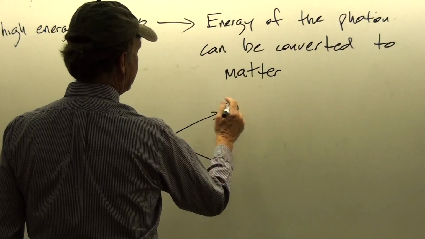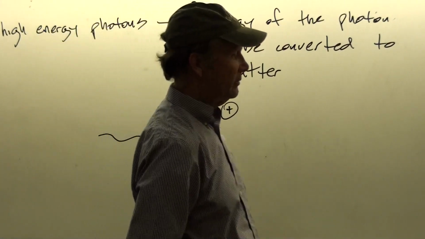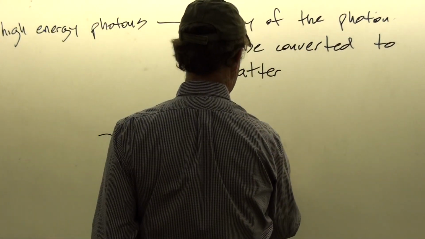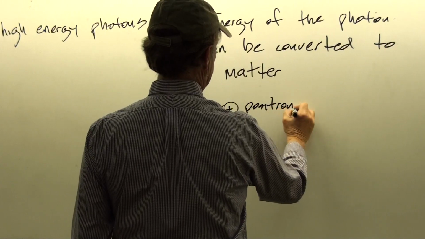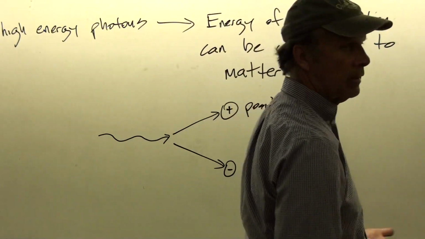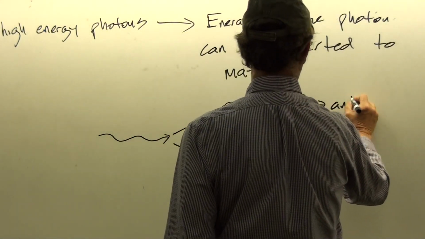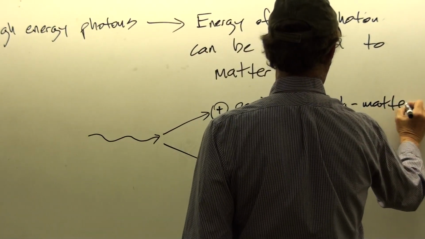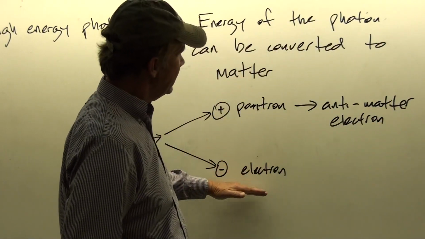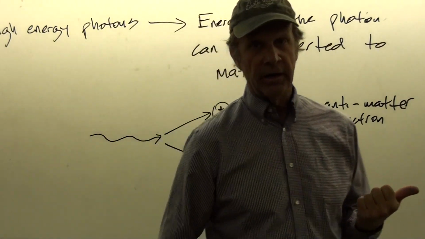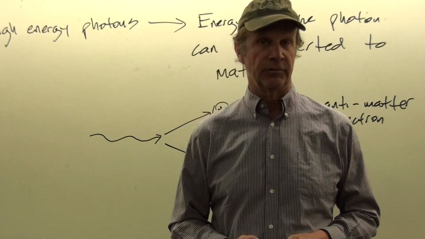Now, it turns out that these particles are going to have to be opposite in charge. So we could think of this as being, for example, an electron and a positron. What's a positron? Well, it's just an electron with a positive charge, or an antimatter electron. Now, antimatter has the same properties as regular matter, but with opposite charge. And although we haven't talked about spin yet, it also turns out that it has to have opposite spin as well.